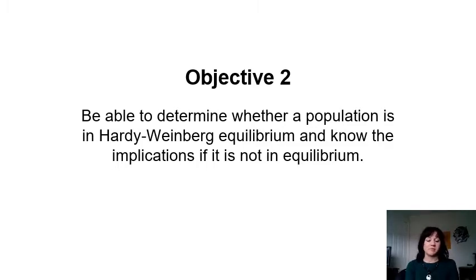So a little bit more about population genetics. An important rule in population genetics is that of the Hardy-Weinberg equilibrium, right? And so we're going to talk first about what Hardy-Weinberg equilibrium is, and then what it can be used for, right?